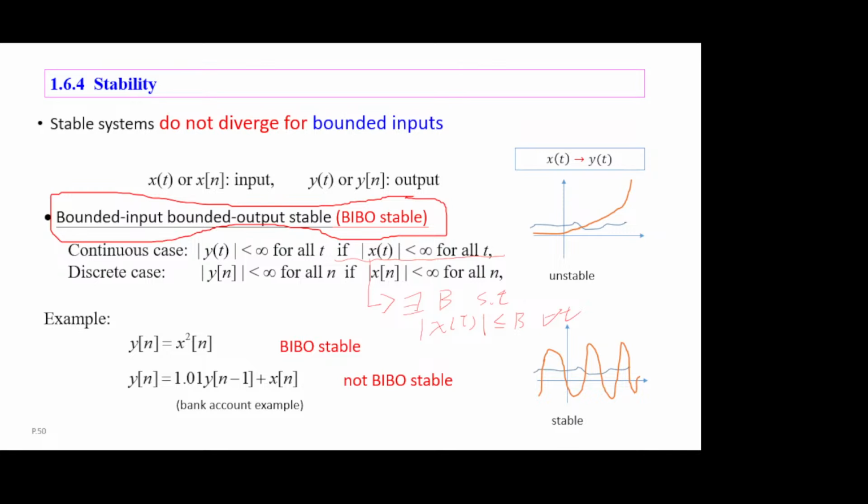So if the input is bounded in this sense, then for a stable system the output also needs to be bounded in this sense: there exists another number c such that the absolute value of y of t is less than or equal to c for all t. And the discrete time case is similar, just turn t into n. So let's see an example.